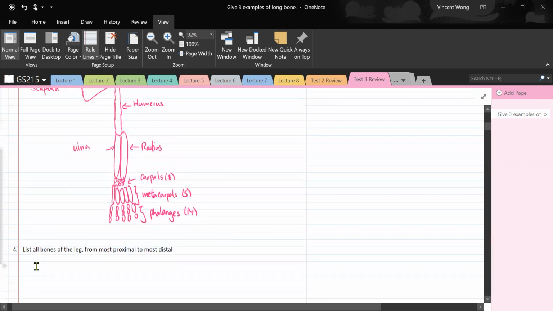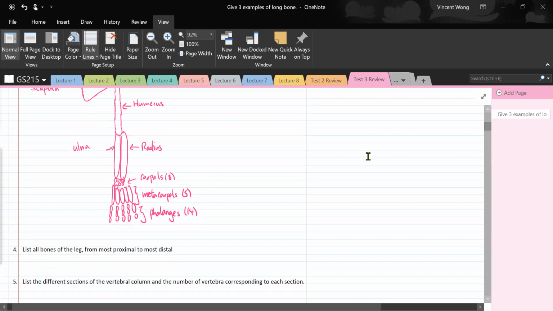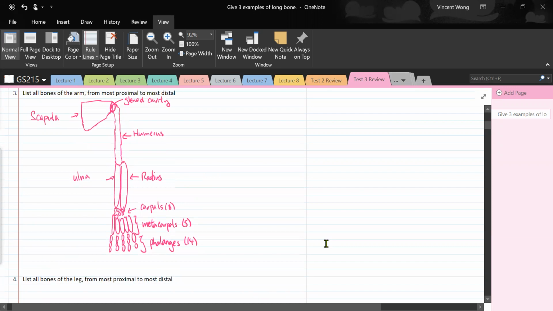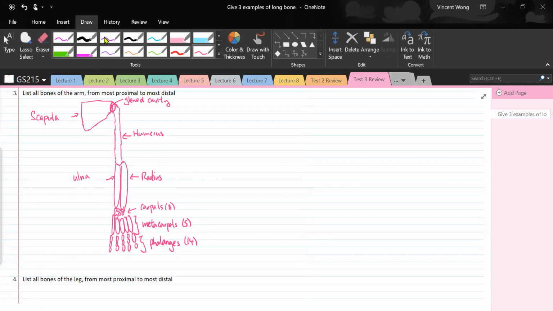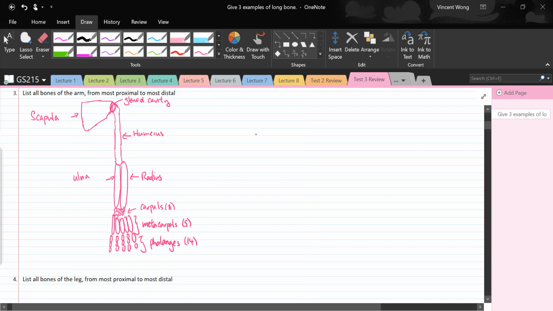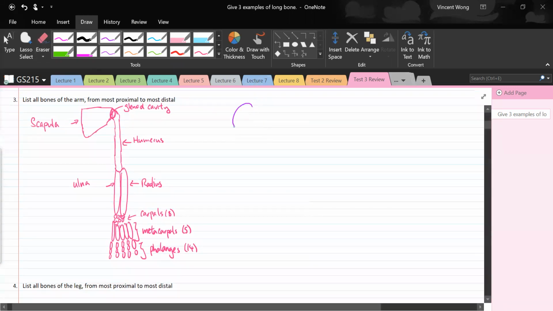Next one says list all the bones of the legs from most proximal to most distal. So basically it's the same question but for the leg. I'm just going to draw it next to it so you can compare it. This would be the pelvic girdle, and the socket on the side is the acetabulum.